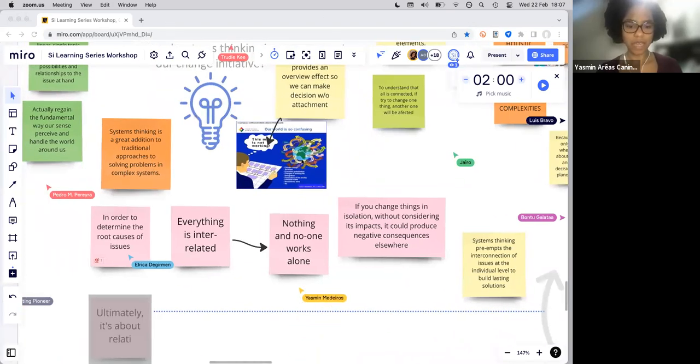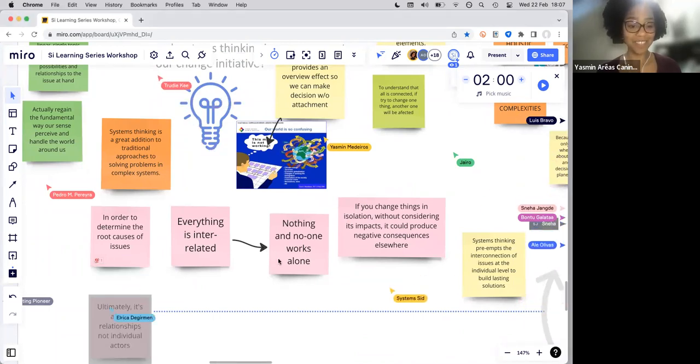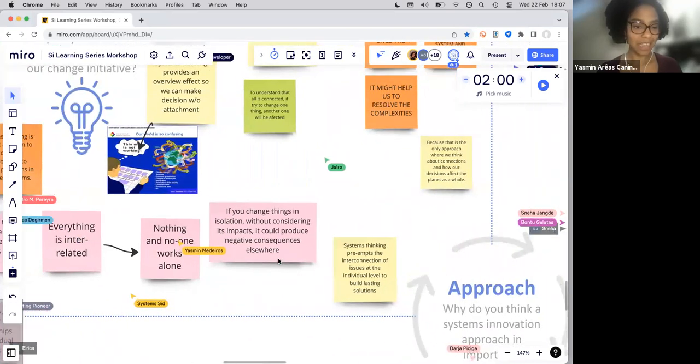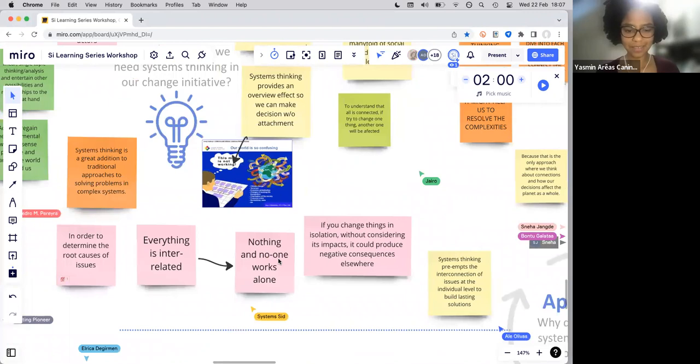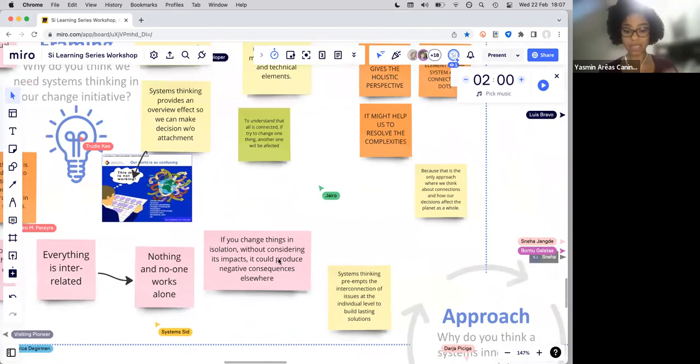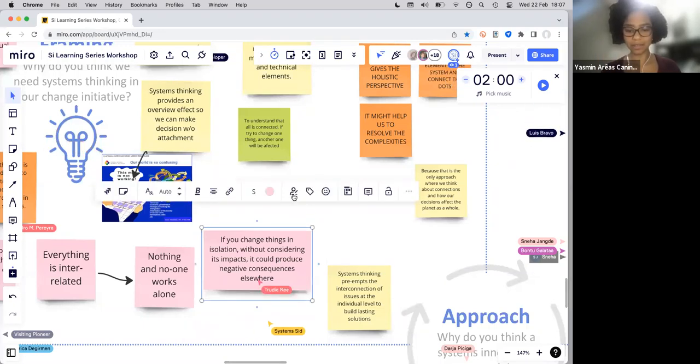Okay, so we have everything is interrelated. Nothing and no one works alone. Great one. Systems thinking is, okay, let's get this one. If you change things in isolation without considering its impacts, it could produce negative consequences elsewhere. The person who posted this one, would you like to explain a bit more about this idea?